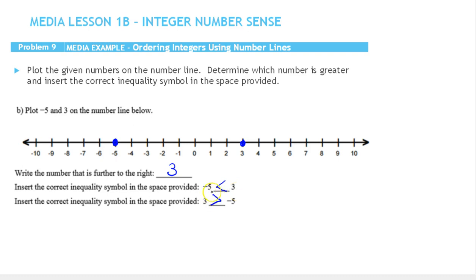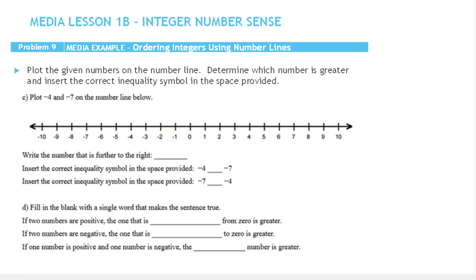Okay? So this reads negative 5 is less than 3. It's to the left of 3 on the number line. And this reads 3 is greater than negative 5 because 3 is to the right of negative 5 on the number line. Okay? So these are equivalent statements written in a different way.